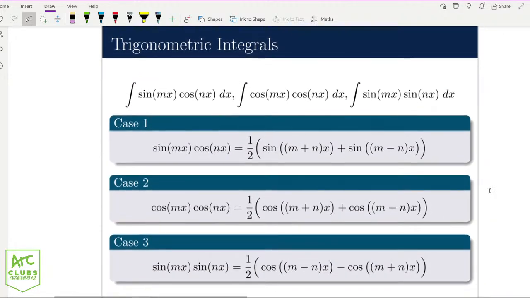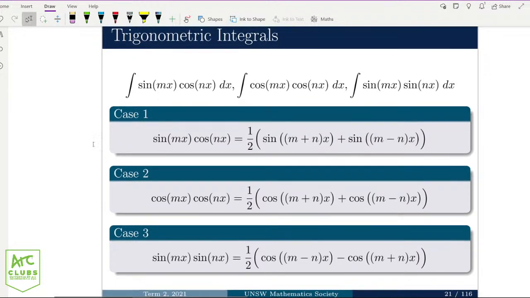Moving on, another form of trigonometric integrals that we usually see would be integrals of this form, where we have sin mx cos nx, or cos mx cos nx, or sin mx sin nx. These types of integrals are usually comparatively easier to deal with. Essentially, we need to split them into two trig functions so that we can integrate them separately. As long as you remember to apply these identities, you should be fine with these types of integrals.